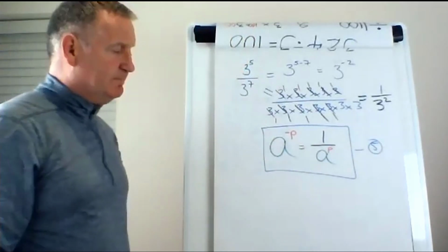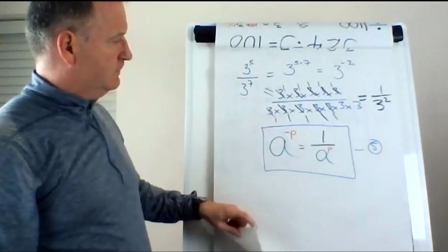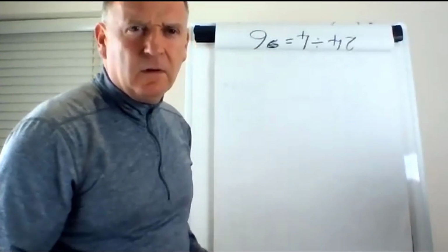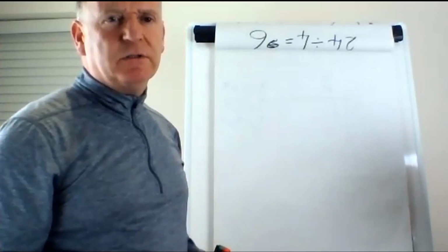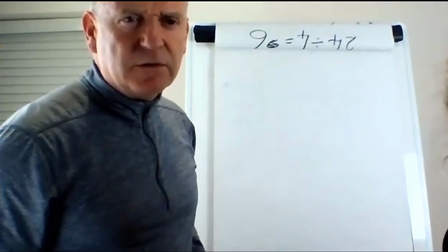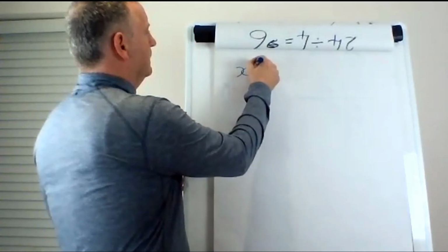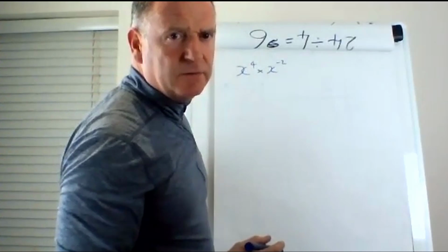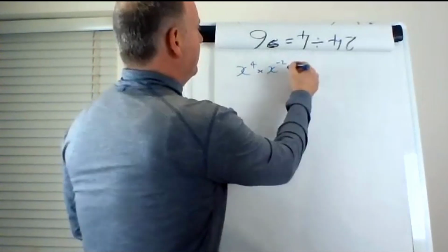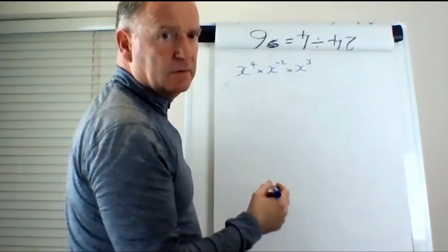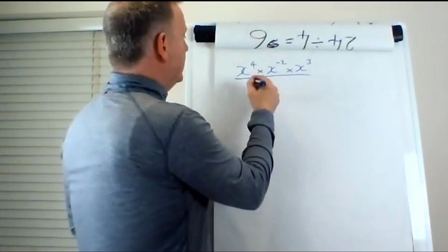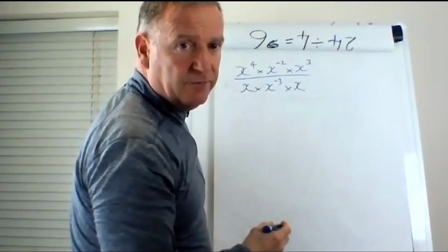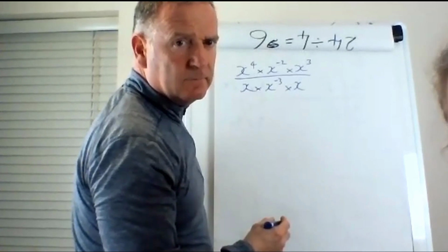Now show me the questions again. Pull it back just a fraction. There it is. So it's x to the power 4 times x to the power of negative 2, times x to the power of 3, divided by x times x to the power of negative 3 times x to the power of 5.